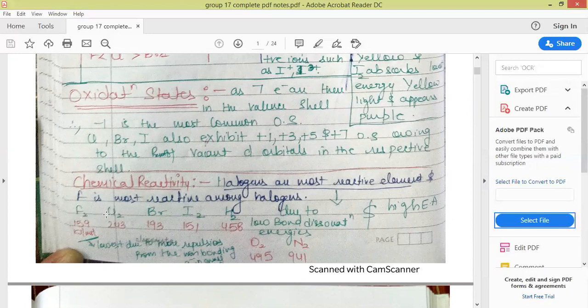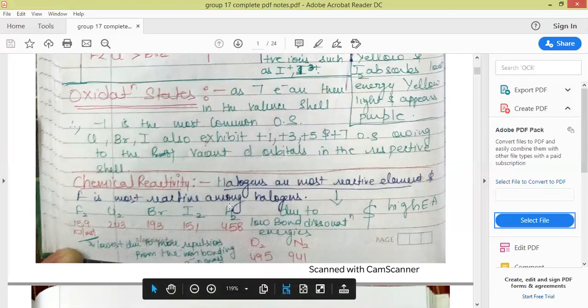As we can see, the bond strengths of all the halogens are comparatively very low in comparison to other molecules. Hydrogen has a bond strength of 458 kilojoule per mole, oxygen is 495 kilojoule per mole, but among the halogens the maximum is that of chlorine, that is 243 kilojoule per mole.